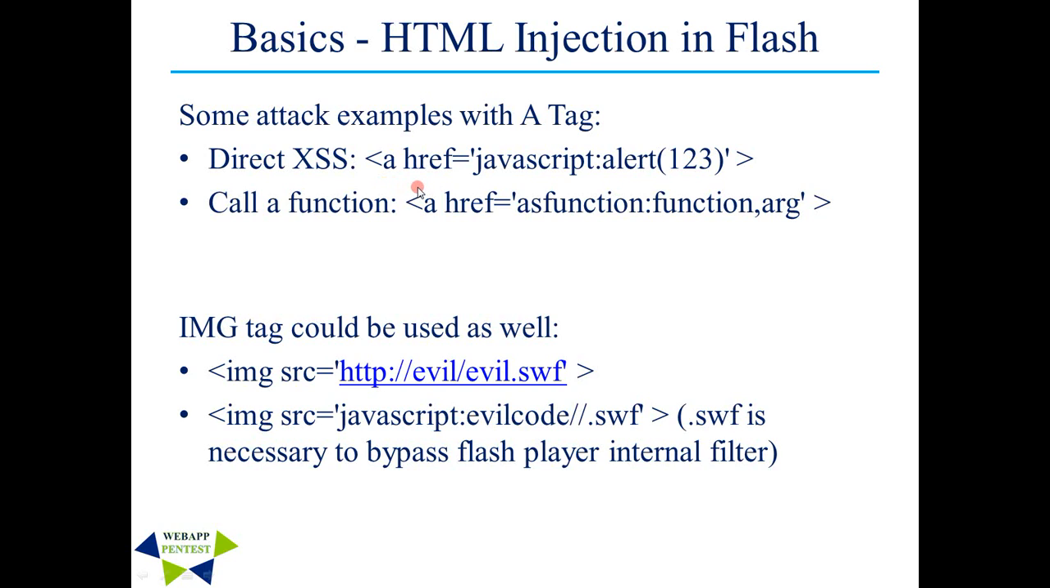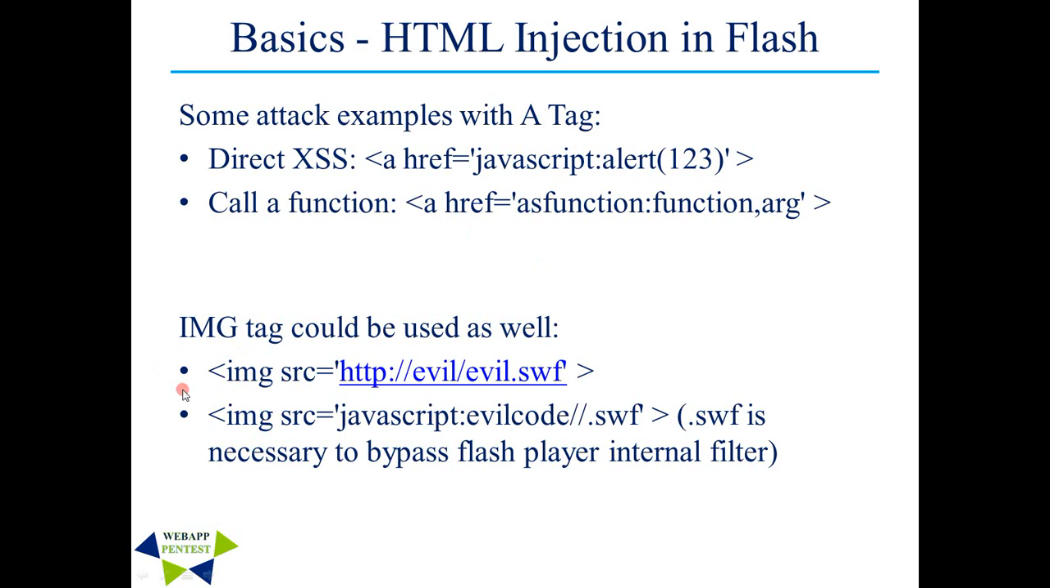You have a href equal to javascript colon alert. The code given here will be interpreted by the Flash application, and once this code is executed, it will display a pop-up of alert 123. Similarly, let's look at the second example, that is calling a function. As you can see here, the anchor a href is equal to asfunction colon function comma argument. The asfunction allows the href link to call an ActionScript function. We'll be seeing this example in the next slide.